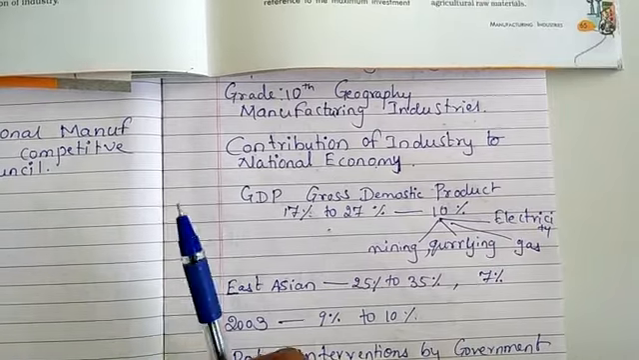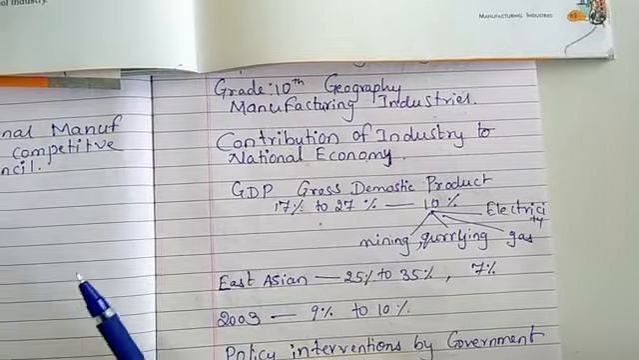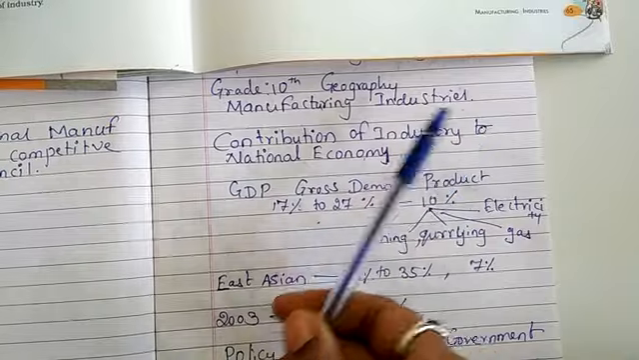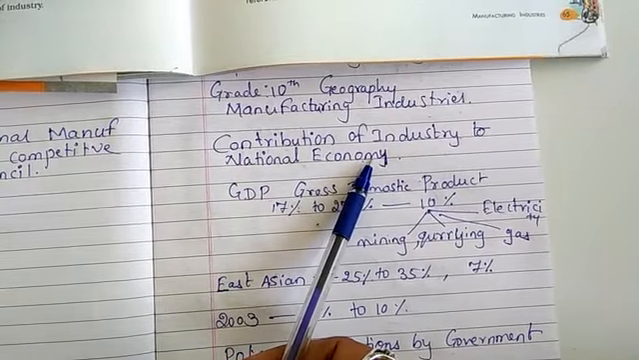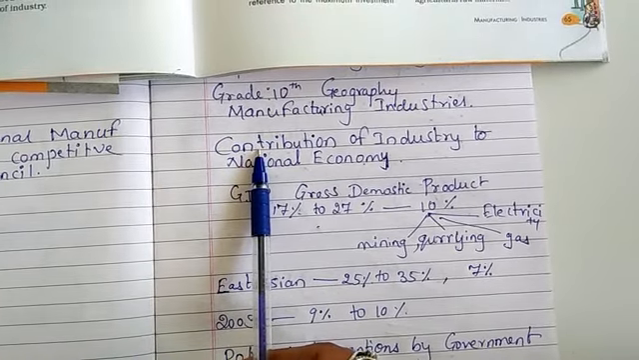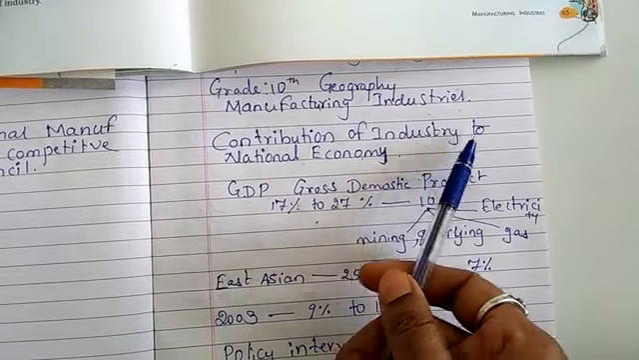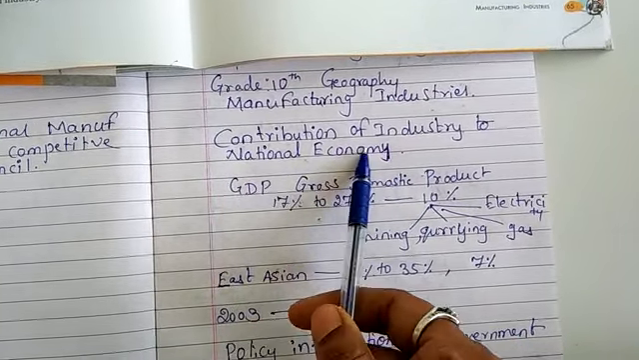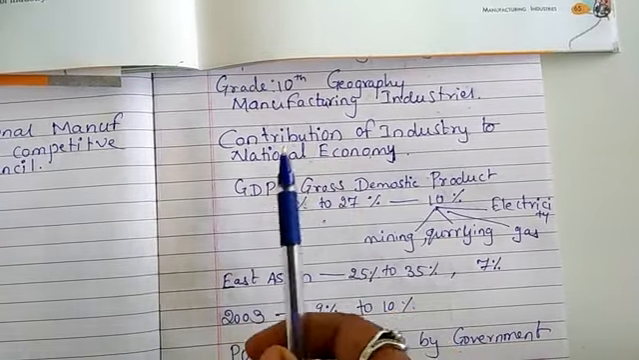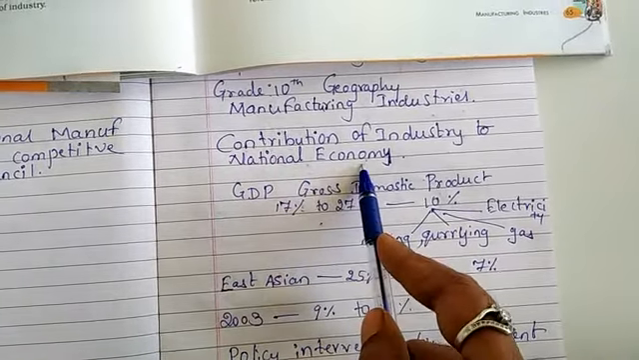Another subtopic in the same topic of manufacturing industry is the contribution of industry to the national economy. Here, contribution means giving some part from our side, that is, of industries to the development of the national economy. You all already know about the economy, as we have learned many things to get an idea of the national economy.